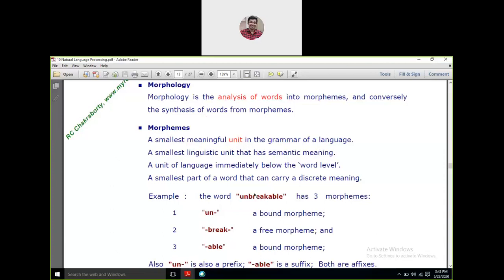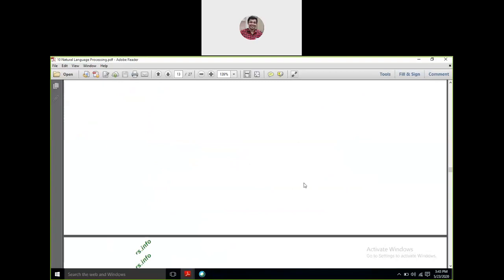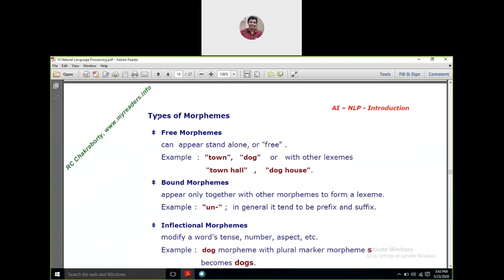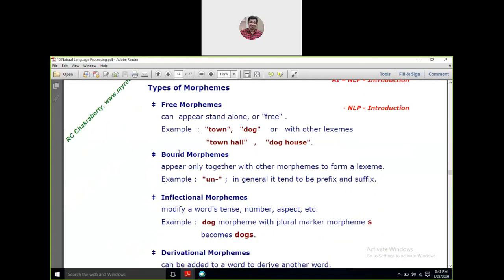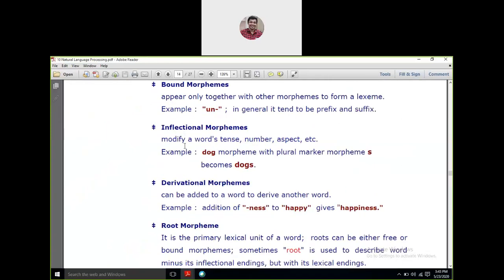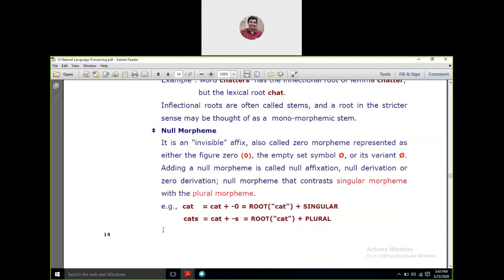In the case of unbreakable, you come down to the smallest meaningful unit of it. Like un and able, if you separate, you do have the break part in between. Right. Now next comes the types of morphemes. You need to know the inflectional, the derivational and the root morpheme.